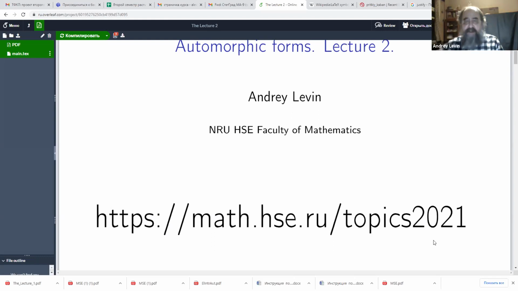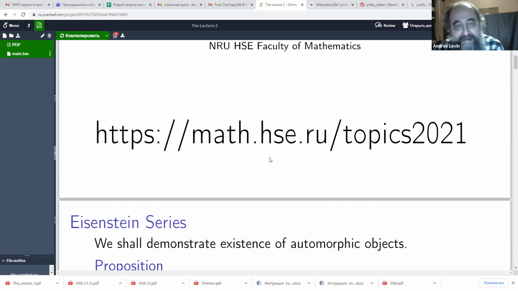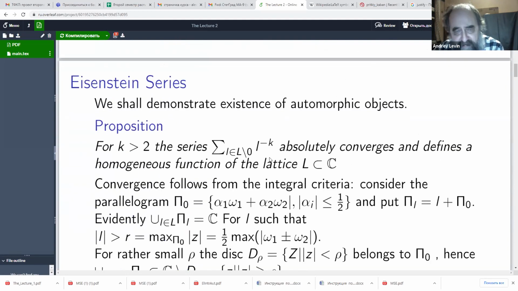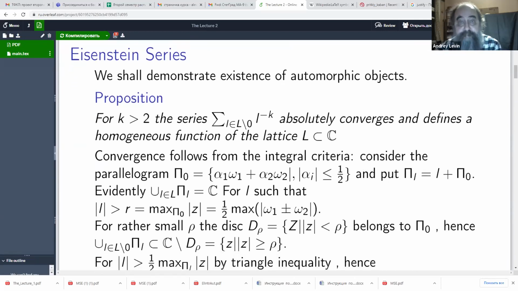So we shall start, and I want to start from a question. Should I be honest or not? Should I prove convergence of Eisenstein series? I gave only a draft previous time, and this is important. I think it's reasonable. So, why?